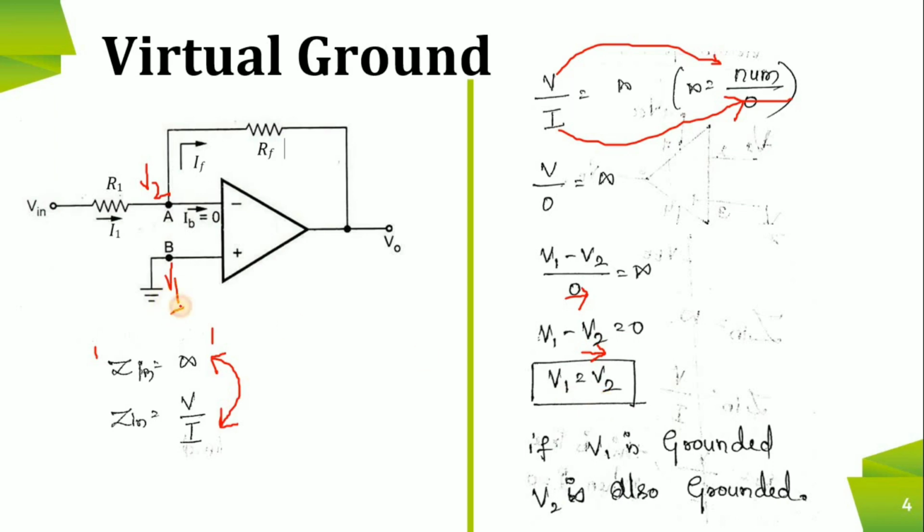What is the value of V1? V1 is grounded. Therefore, V1 equal to V2 means that both the points are grounded. Now V2 is also connected to ground. It means that V2 is virtually grounded. So this is the virtual ground concept. It means that if one terminal is at the potential V1, the other terminal is also at the same potential V1 because the input impedance is infinity. This is the concept of virtual ground.